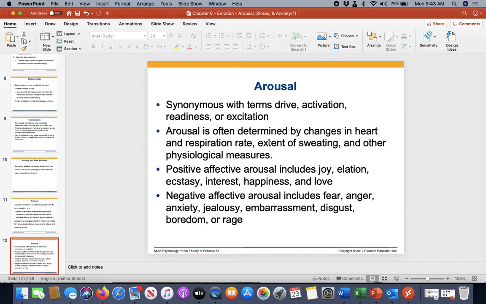So with positive arousal, what are you talking about? Joy, elation, ecstasy, interest, happiness, and love. Those are the positive feelings you get from that aroused state. On the other hand, negative arousal: fear, anger, anxiety, jealousy, embarrassment, disgust, boredom, or rage. You can see there's a massive difference in those terms just by listening to them. Fear, anger, anxiety, oh boy, jealousy, that's not good. They all have negative connotations, so optimal arousal is key.